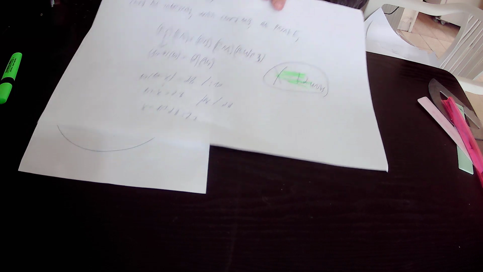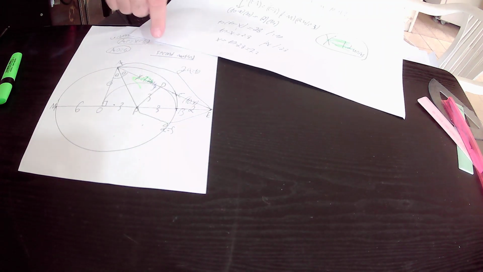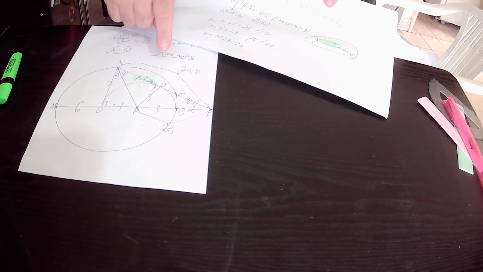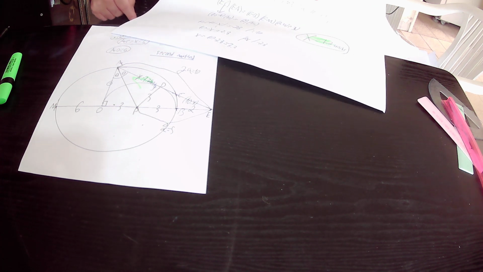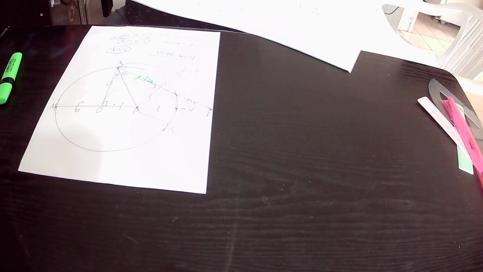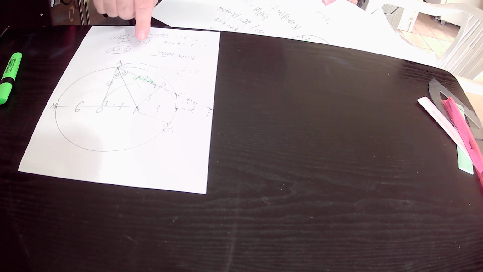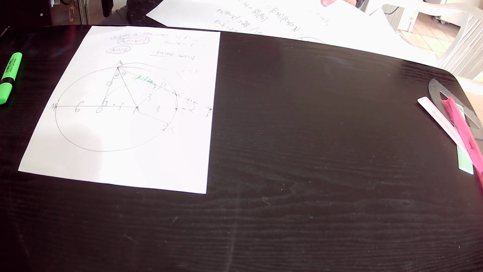So we found out that x, the line segment that we are looking for, which is also AC, is equal to 7.2 units. So in both methods, we found out that the length of line segment AC, which is equal to x, is equal to 7.2 units. Okay?